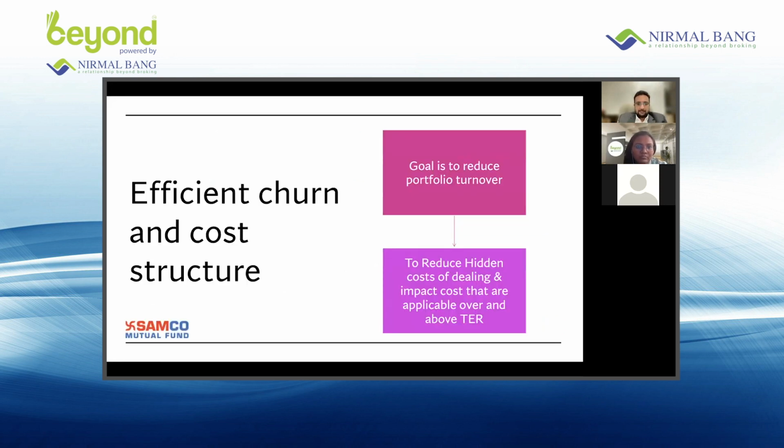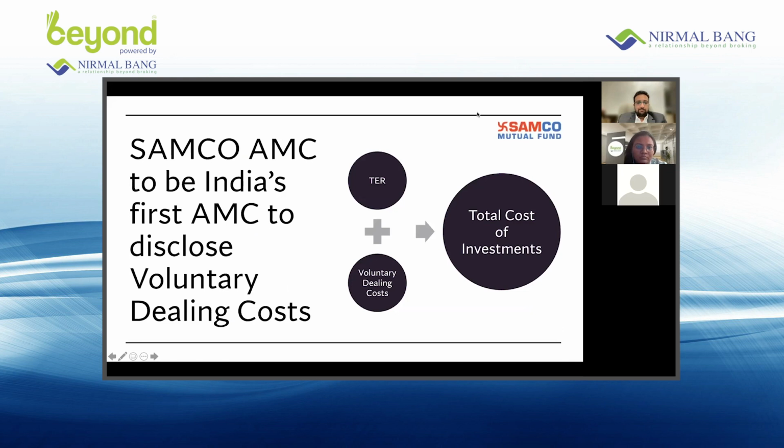Today there is a misconception that TER is the only cost that investors pay. That is not the truth. The reality is that investors also pay something called voluntary dealing costs. Every time a fund manager makes an unnecessary churn, he's paying costs like brokerage, GST, STT, etc., which are all over and above the TER. So the total cost is actually a summation of TER plus voluntary dealing cost.